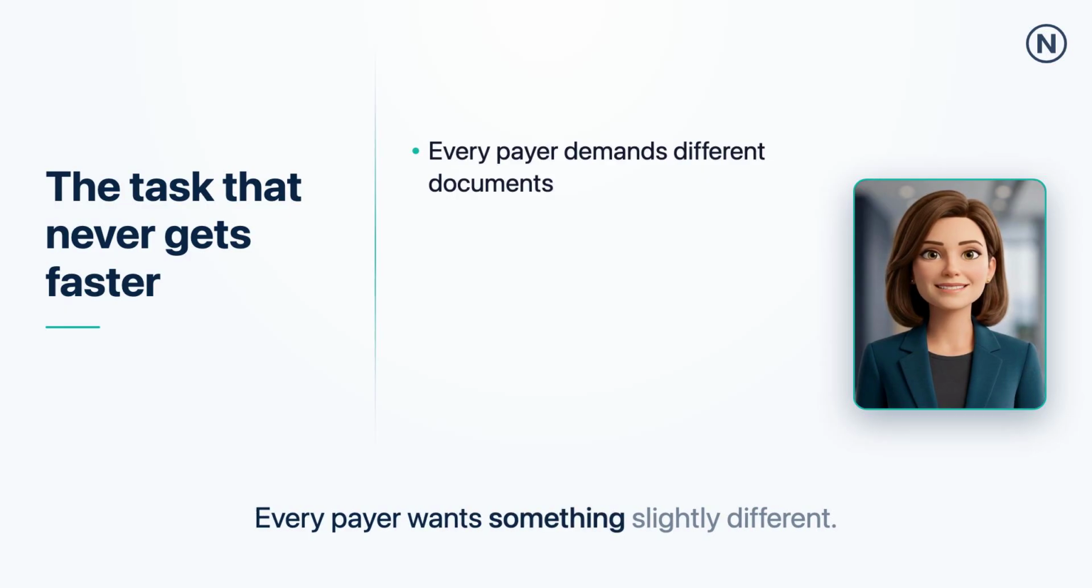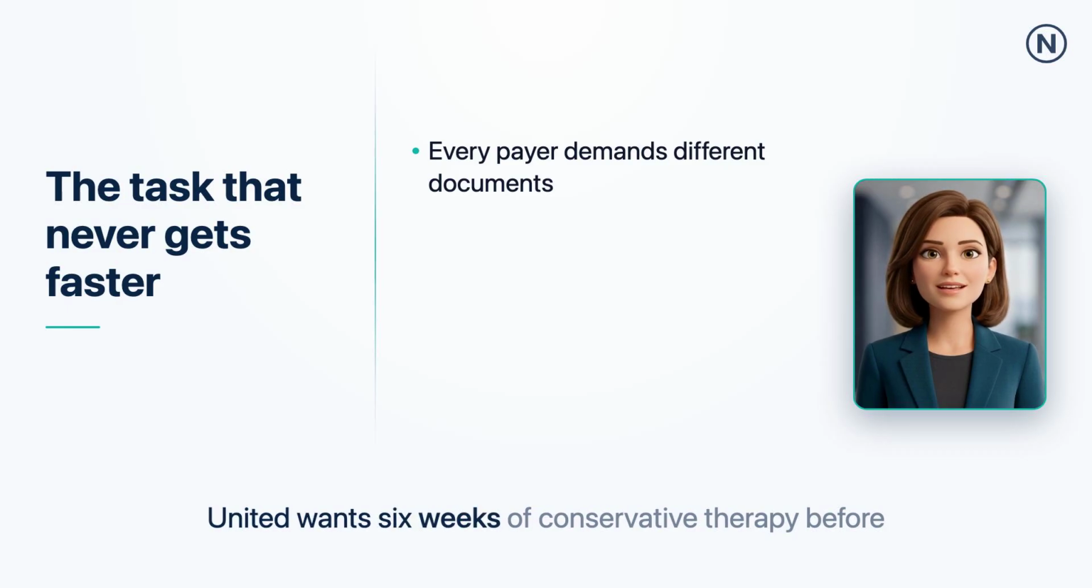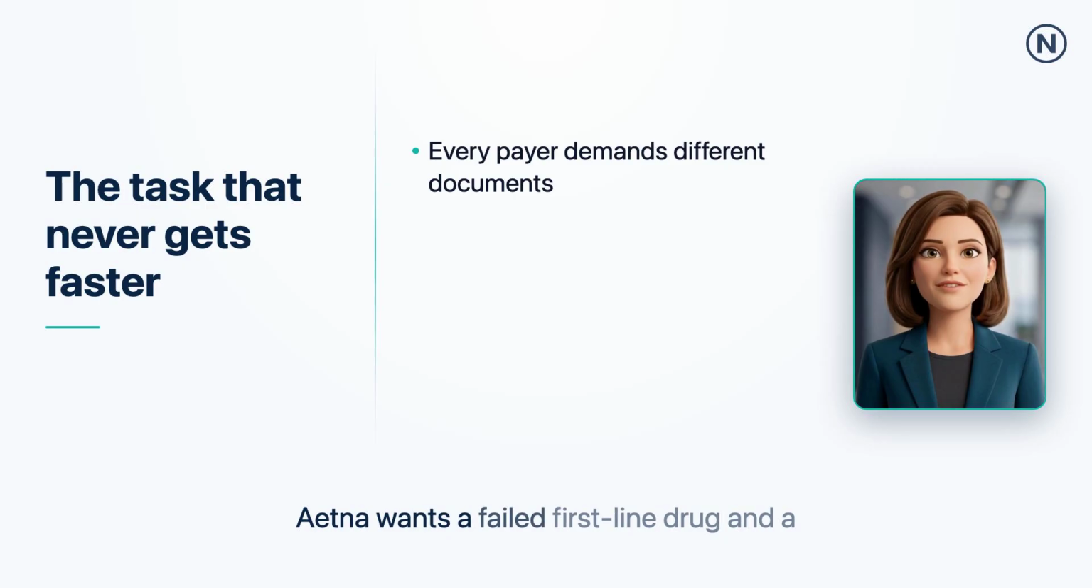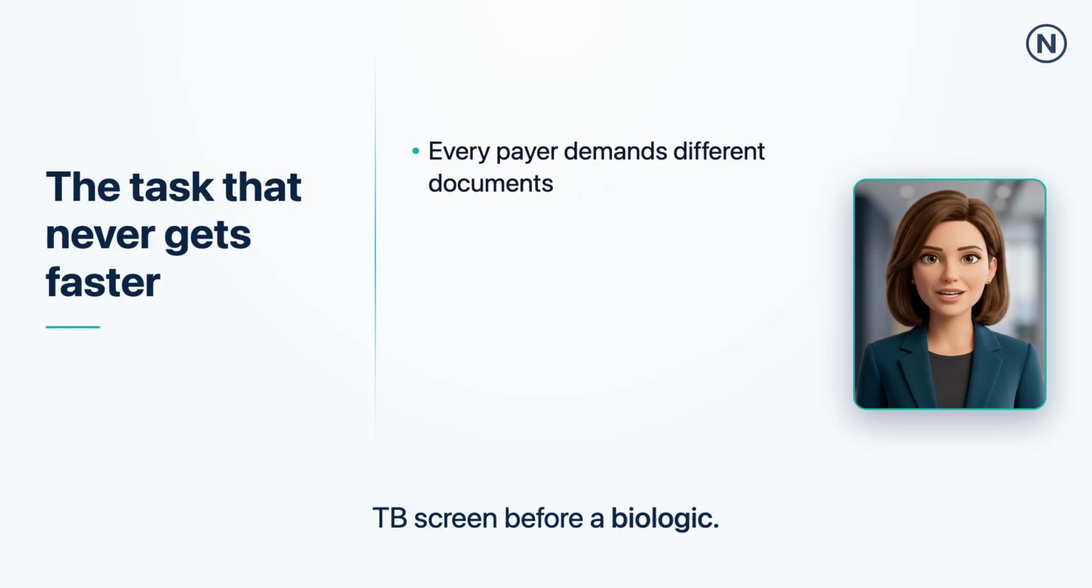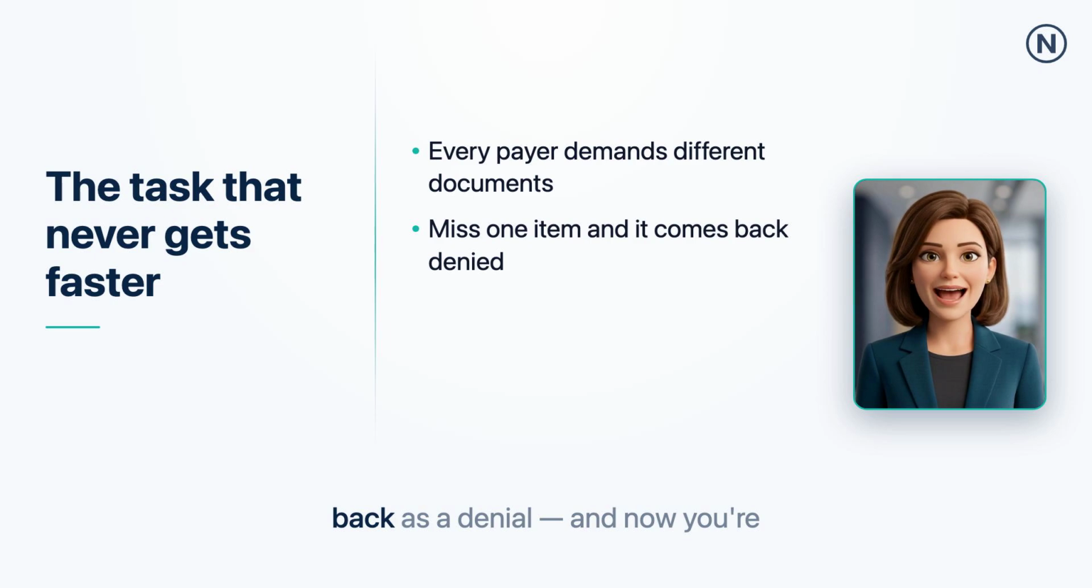Every payer wants something slightly different. Blue Cross wants the A1C and a documented metformin trial for a weight loss drug. United wants 6 weeks of conservative therapy before an MRI. Aetna wants a failed first-line drug and a TB screen before a biologic. Miss any one item and the request bounces back as a denial. And now you're doing it twice while the patient waits.